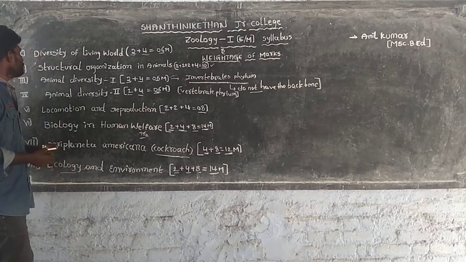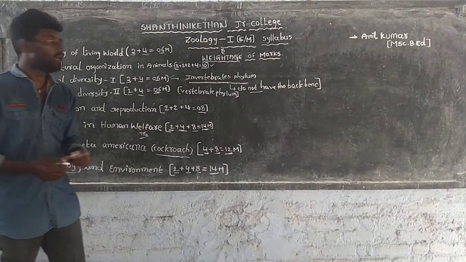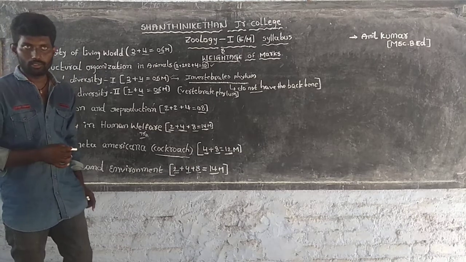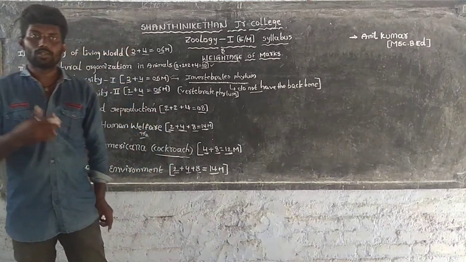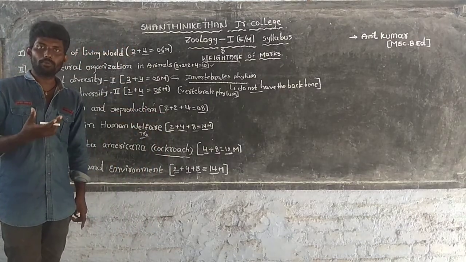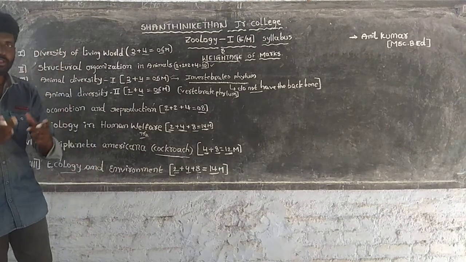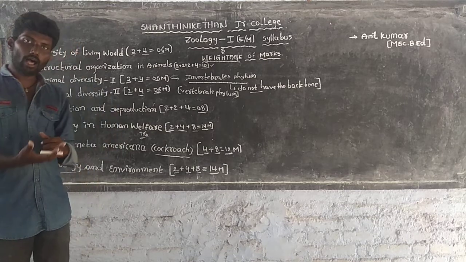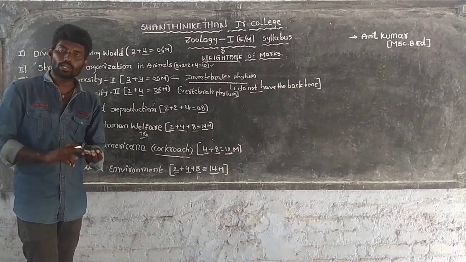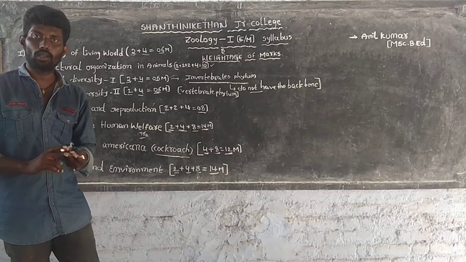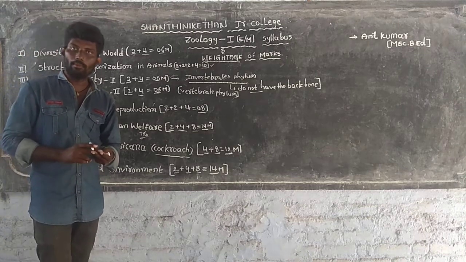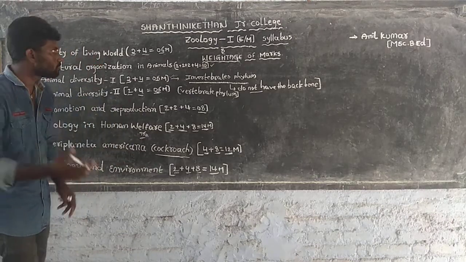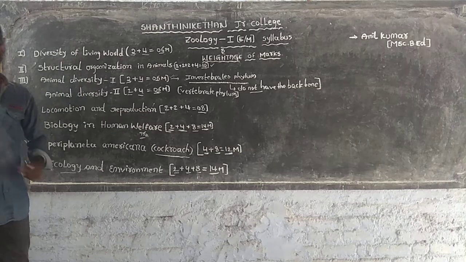Now let's note the basic information topic-wise. The first lesson name is Diversity of the Living World. In this chapter, the features of living organisms are explained, and also the classification, nomenclature and branches of zoology, and the animal kingdom and biodiversity. These are all the subtopics explained in the chapter named Diversity of the Living World.